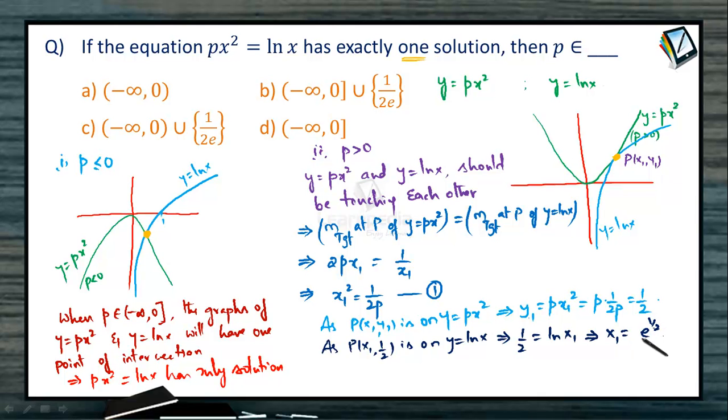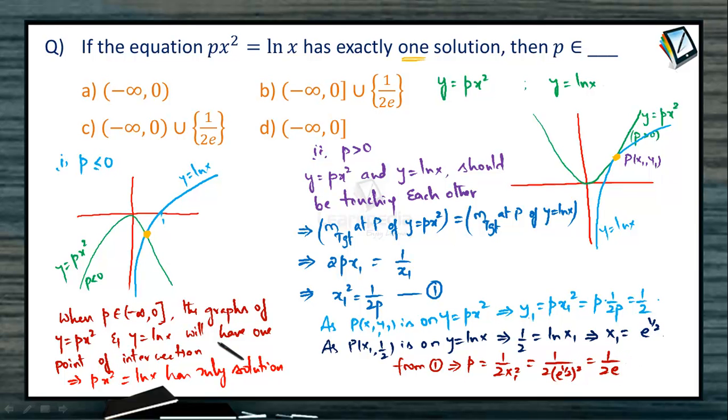Once we have the value of x1, can we identify the value of p from here? So then again in this case, from equation 1, when we calculate the possible value of p so that there will be only one point of contact, p becomes 1 by 2 x1 square, that is 1 by 2 times e to the power of half whole square, which is 1 by 2e. So when p is positive, there is only one possible value of p, that is 1 by 2e.